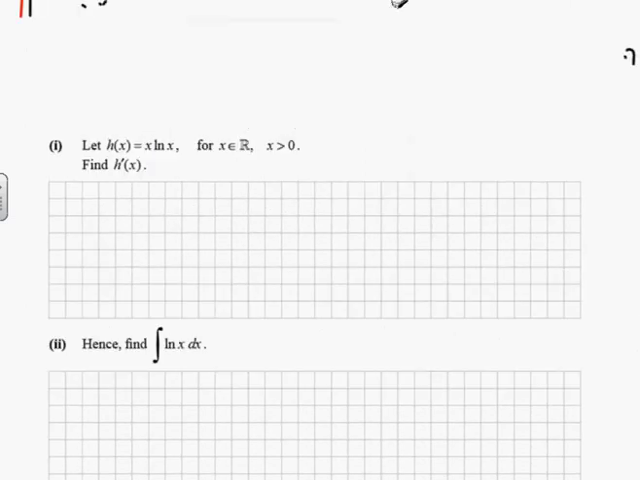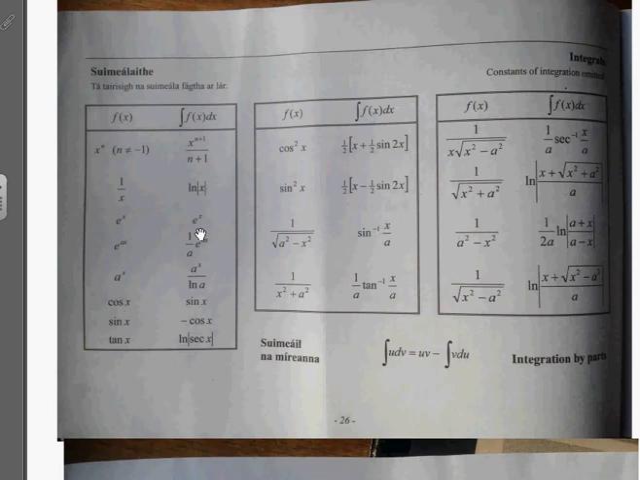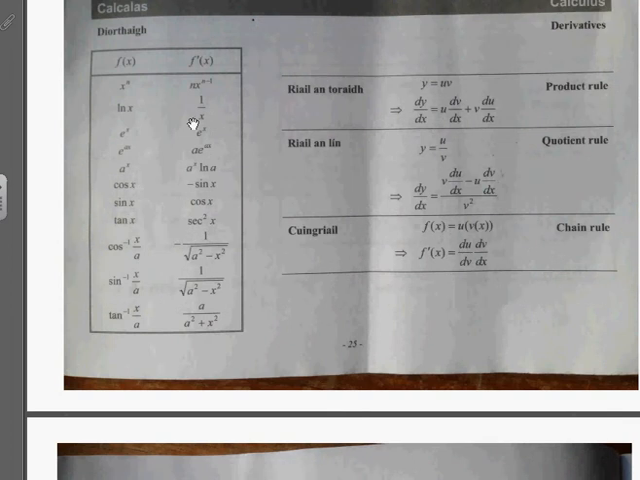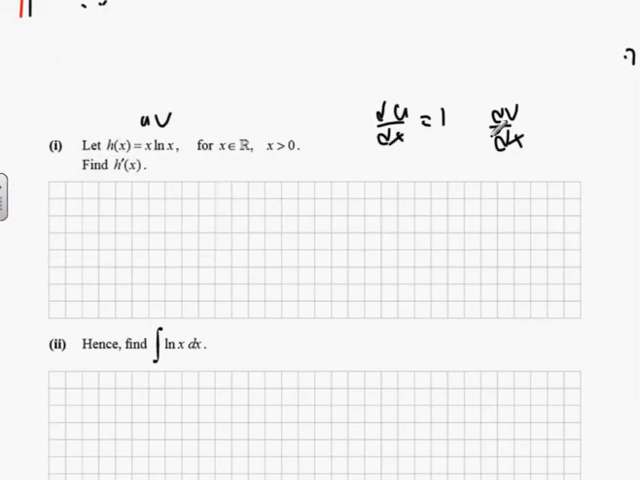Okay, so this 2014 sample, we're going to use the quotient rule. So du dx equals 1. dv dx equals, once again, when you look at the ln x, the integral, or we're looking for differentiation now, excuse me. So when you differentiate ln x, you get 1 over x. So u equals x, v equals ln x.